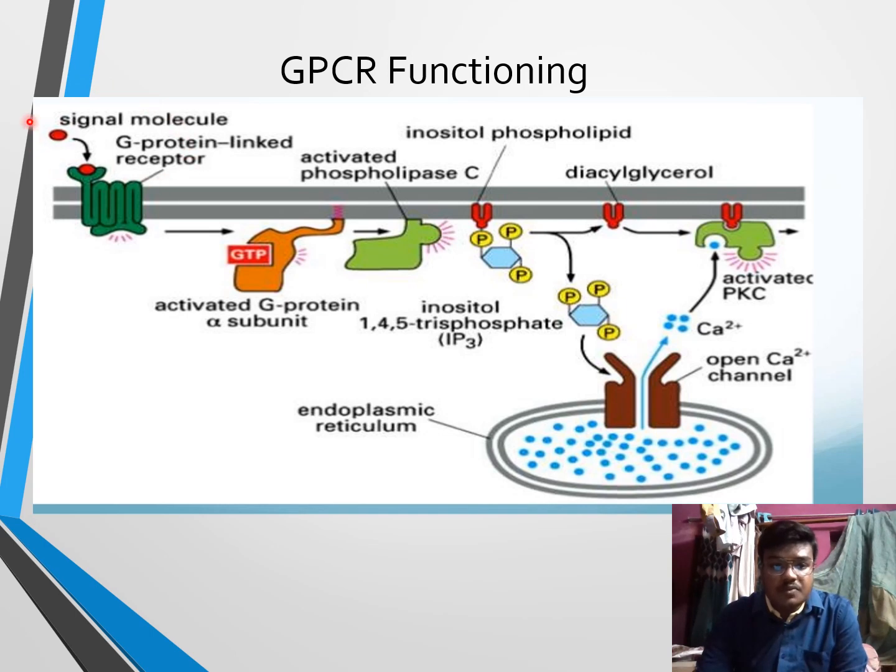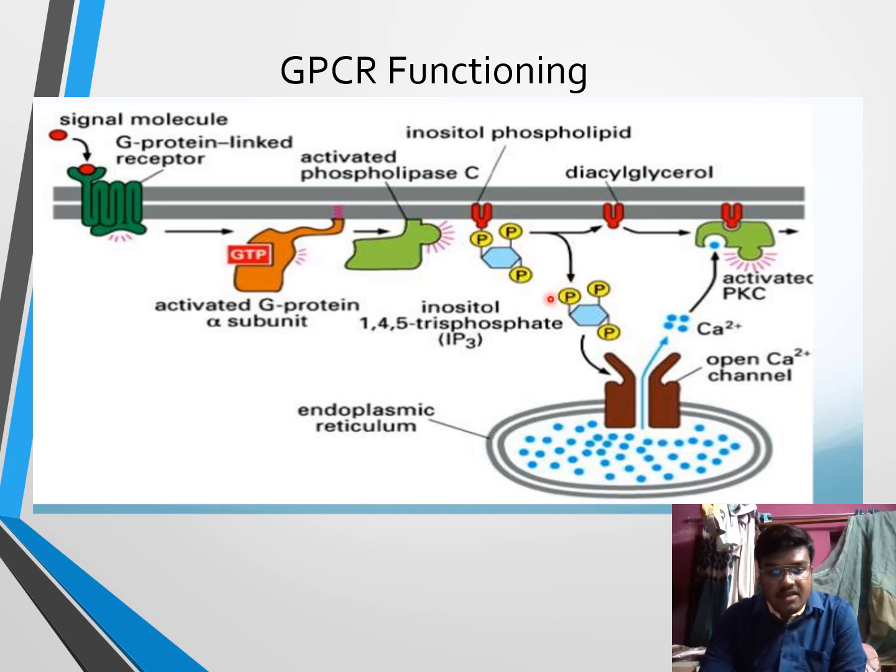Another mechanism of GPCR functioning starts when the signal molecule or hormone binds with the GPCR, and the GPCR activates its associated G protein. This activated G protein activates the effector molecule, that is phospholipase C. The activated phospholipase C again activates PIP2, that is phosphatidyl inositol 4,5 bisphosphate. Activated PIP2 breaks down into two compounds. One is membrane-bound diacylglycerol DAG, and another is a cytoplasmic free molecule, that is inositol 1,4,5 trisphosphate IP3.